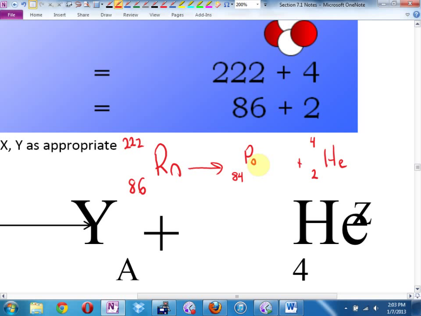What's the mass of this new polonium? What was the original mass that we started out with? 222. What was the mass of the alpha particle? 4. What's left for polonium?